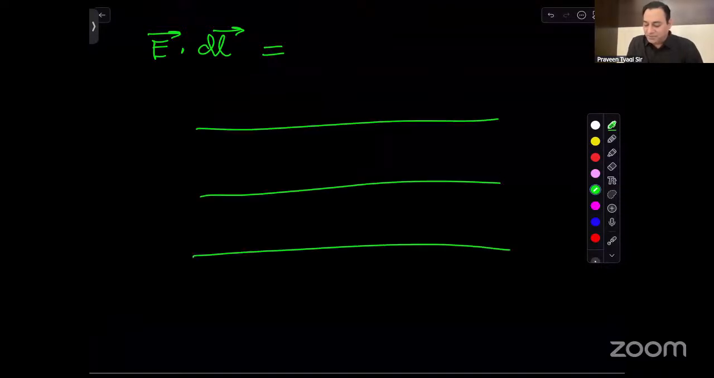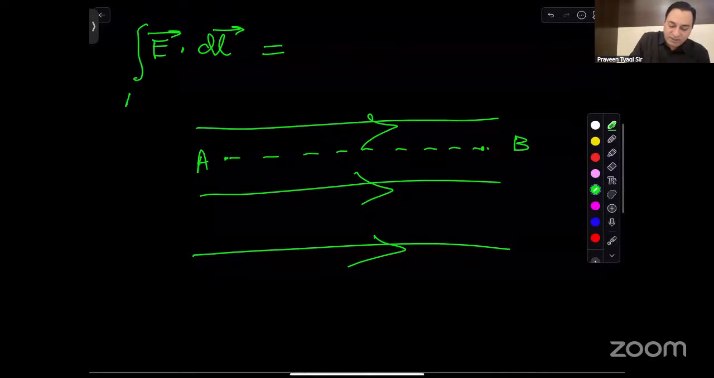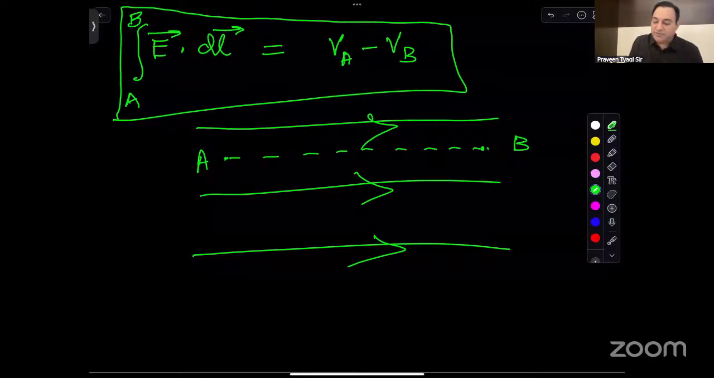There are two important results that I would like to mention to you here. One is E dot dl, line integral of electric field. What does it represent? Suppose there is an electric field in a region and you are at point A, and this is point B. If you find the line integral of electric field from A to B through any path, what does this represent? This represents VA minus VB. Most of the times, this is the potential difference between A and B.